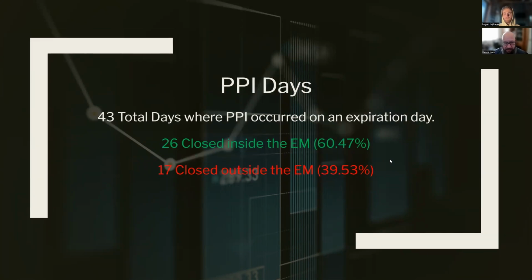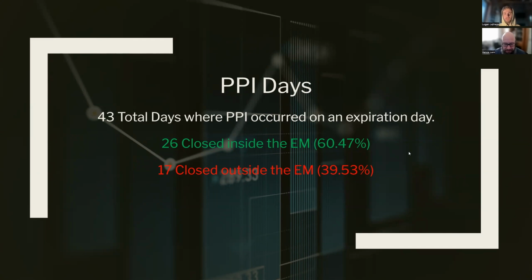PPI was 43 total days, 26 closed inside the EM, and 17 closed outside the EM. What's interesting about PPI is a lot of PPI days actually fell on Tuesdays or Thursdays back in 2018 and 2019. So there's actually less total days because we couldn't trade those because they fell on non-option expiration days. In the past 18 months, since every day has an expiration, you could trade every day. So these numbers fell pretty much in the baseline. PPI really didn't have an advantage or disadvantage over the normal baseline numbers.